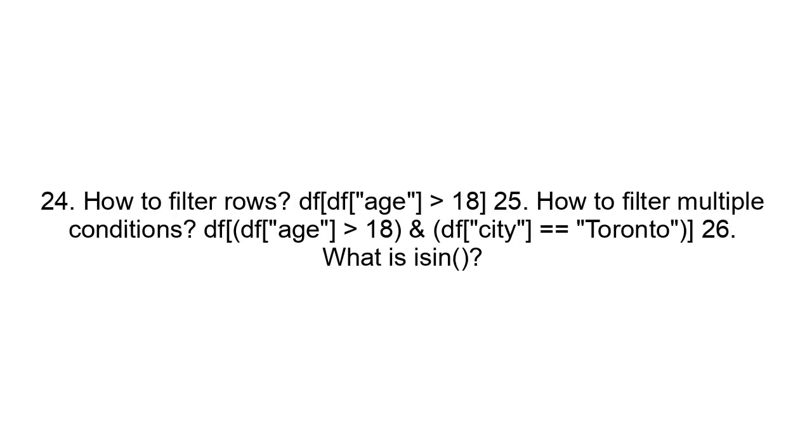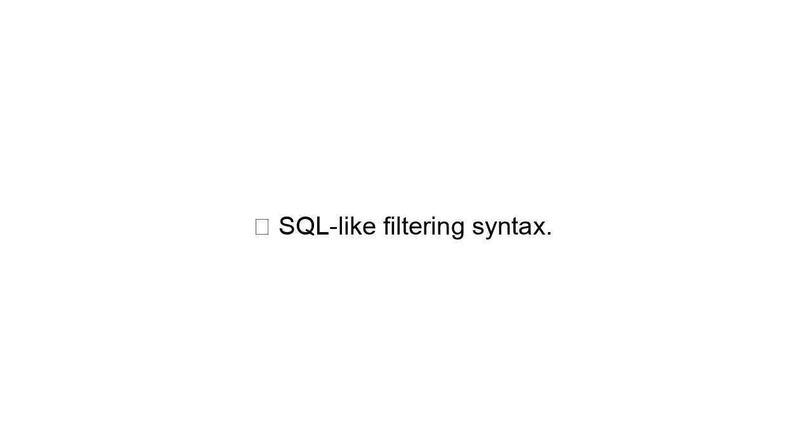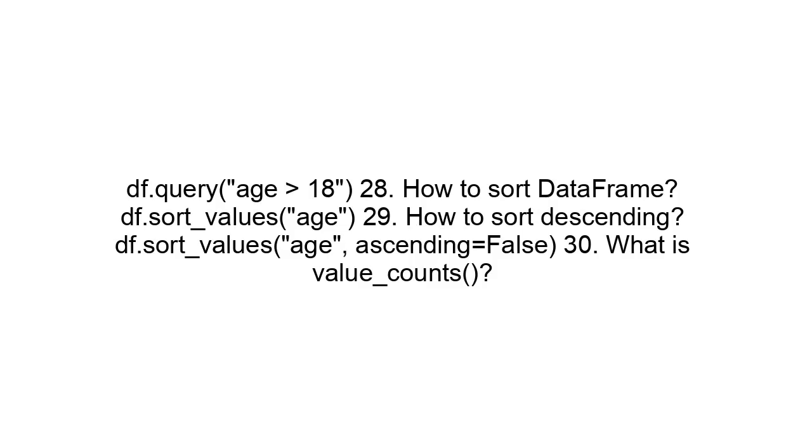24. How to filter rows. df[df['age'] > 18]. 25. How to filter multiple conditions. df[(df['age'] > 18) & (df['city'] == 'Toronto')]. 26. What is isin? Filters matching multiple values. Example. df[df['city'].isin(['Toronto', 'Ottawa'])]. 27. What is query? SQL-like filtering syntax. Example. df.query('age > 18').